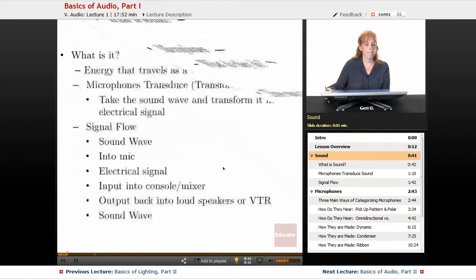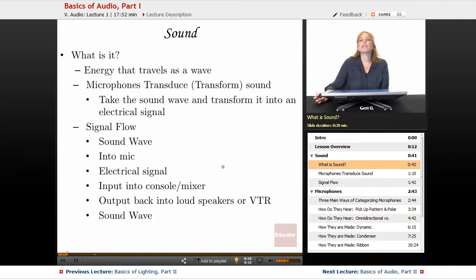Let's begin. Before we get into the specifics of microphones, I want to pose the question, what is sound? It's important for us to think about it so we can have a better understanding of how our microphones are being utilized to pick up the sound. So sound is energy that travels as a wave. And if you remember, energy is neither created nor destroyed.